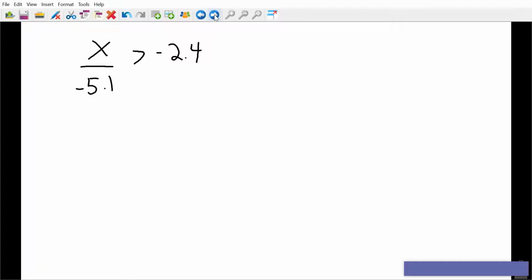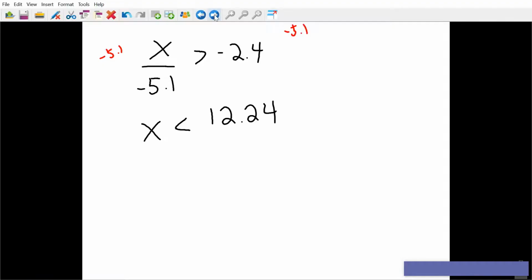x over negative 5.1 is greater than negative 2.4. Please pause and try now. The answer is x is less than 12.24. This was x divided by negative 5.1. The opposite was to multiply. We did that to both sides, and that left us with 12.24. Of course, again, noting that our inequality sign flips because we were multiplying by a negative number.